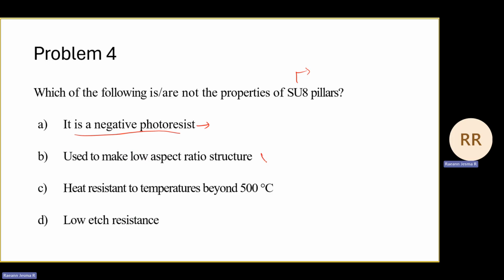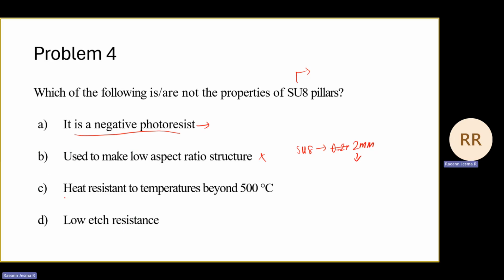So this is wrong. One thing we can see is that in SU8, we can have thickness from, I think, 0.2 mm. We can have this thickness of photoresist up to around 2 mm by varying the spin parameters. So we can easily have very high aspect ratio structures.